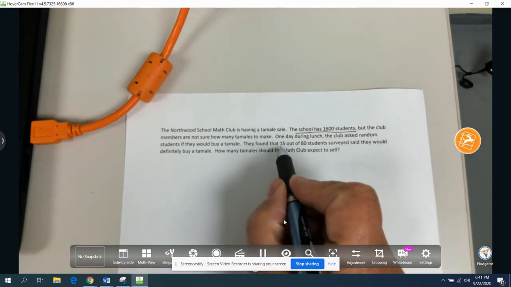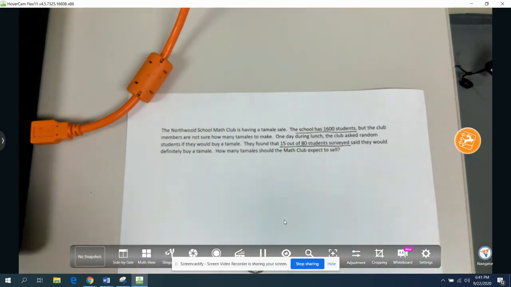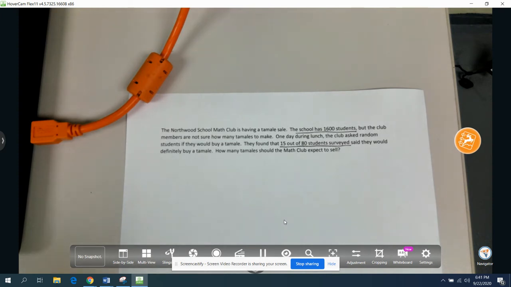Okay, when I say 15 out of 80 students surveyed, that means that's a ratio. It's kind of a fraction in this case, but fractions are ratios as well. Said they would definitely buy a tamale. How many tamales would the math club expect to sell?